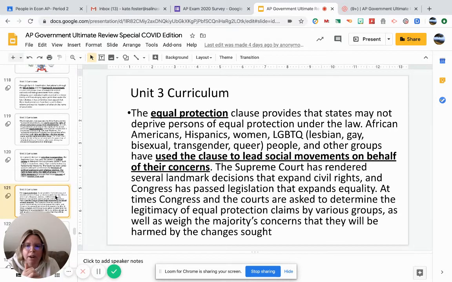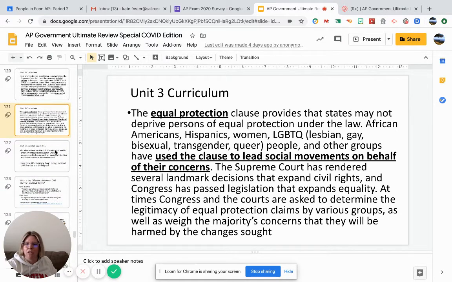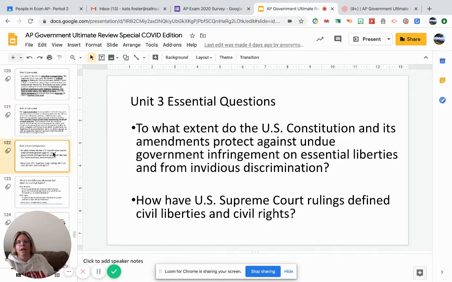The Supreme Court has rendered several landmark decisions that expand civil rights, and Congress has passed legislation that expands equality. At times, Congress and the courts are asked to determine the legitimacy of equal protection claims by various groups, as well as the majority's concern that they will be harmed by the changes sought. So there's also some people say, well, you can't give too many rights, and you can't give special protections and rights to minorities, because maybe that could hurt the majority race. And so there's definitely concerns and debates around that. Should the Constitution be colorblind, or should we allow certain protections for minority groups because we just need to protect those, and the majority rule won't be there to protect them?